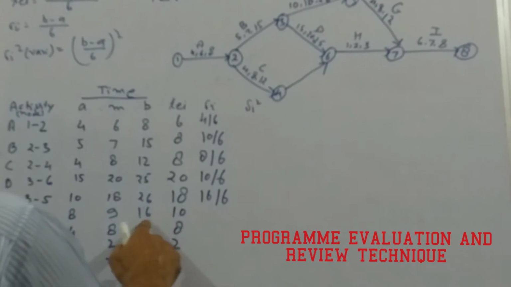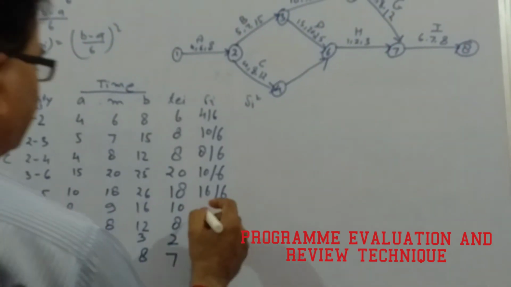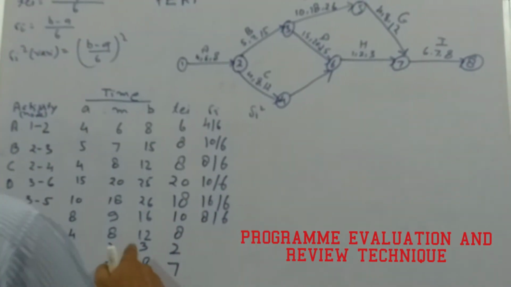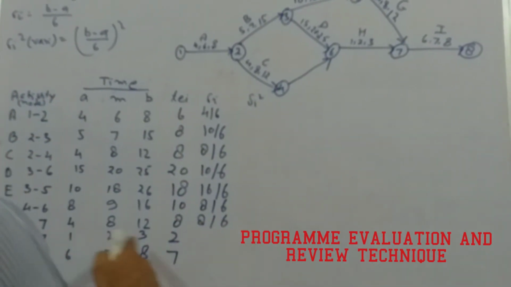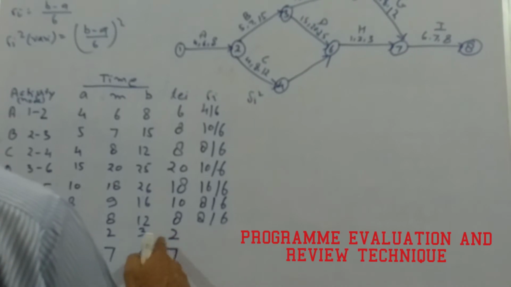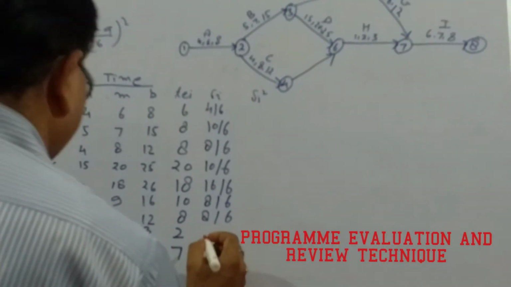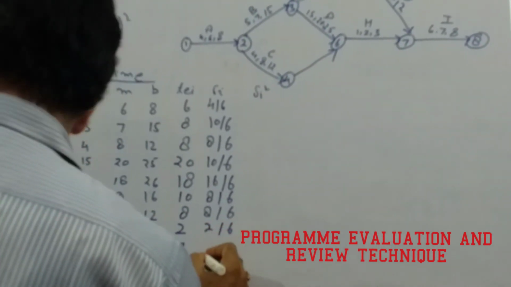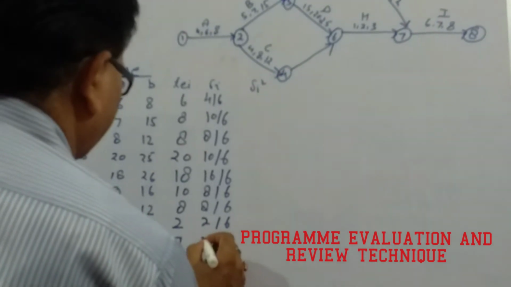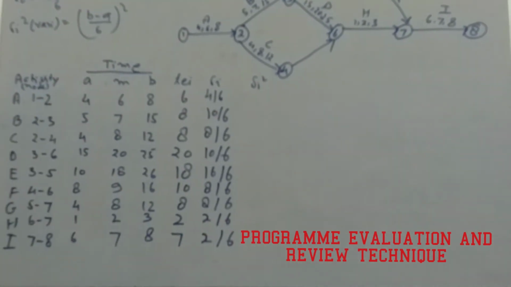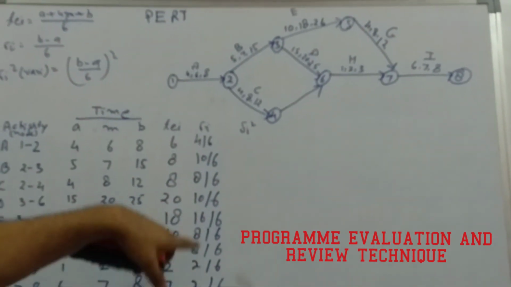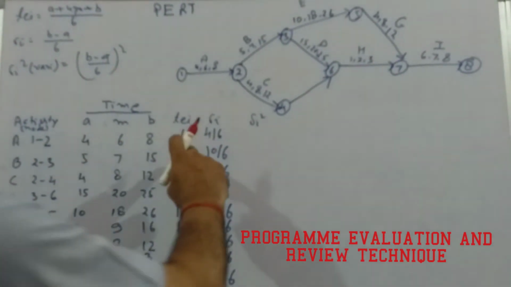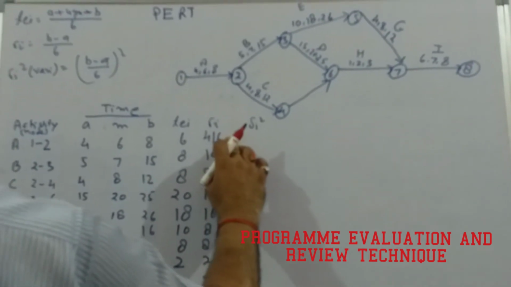Then 16 minus 8, that is 8 by 6. 12 minus 4, that is 8 by 6. 3 minus 1, that is 2. So 2 by 6, and here again 2 by 6. Now if we reduce it, so here I am not showing it, actually 4 by 6 is basically 2 by 3.